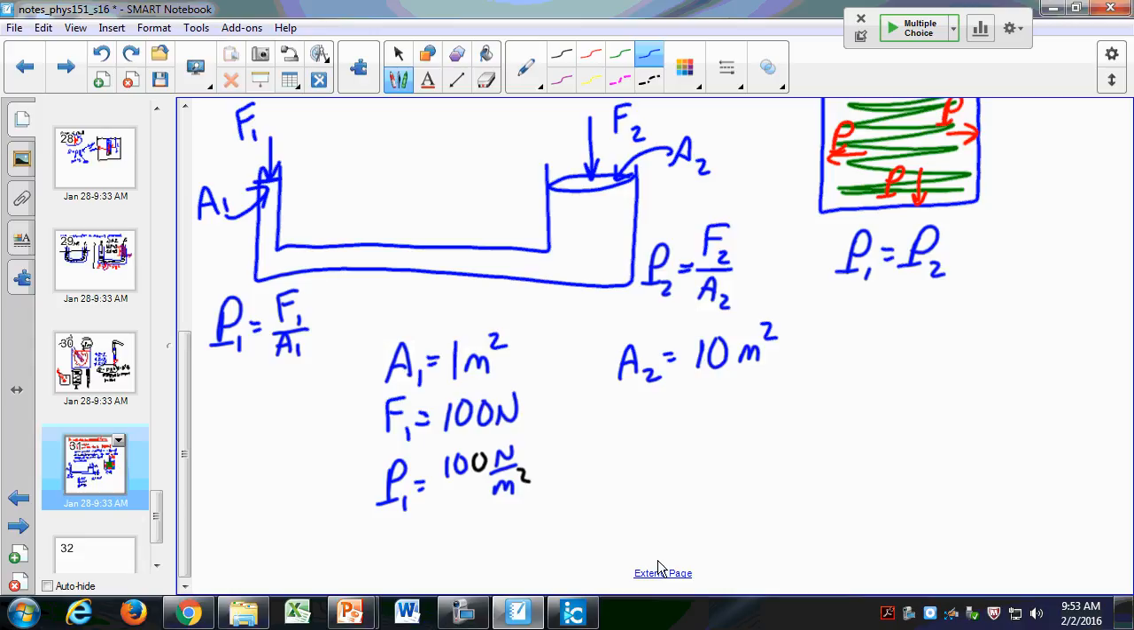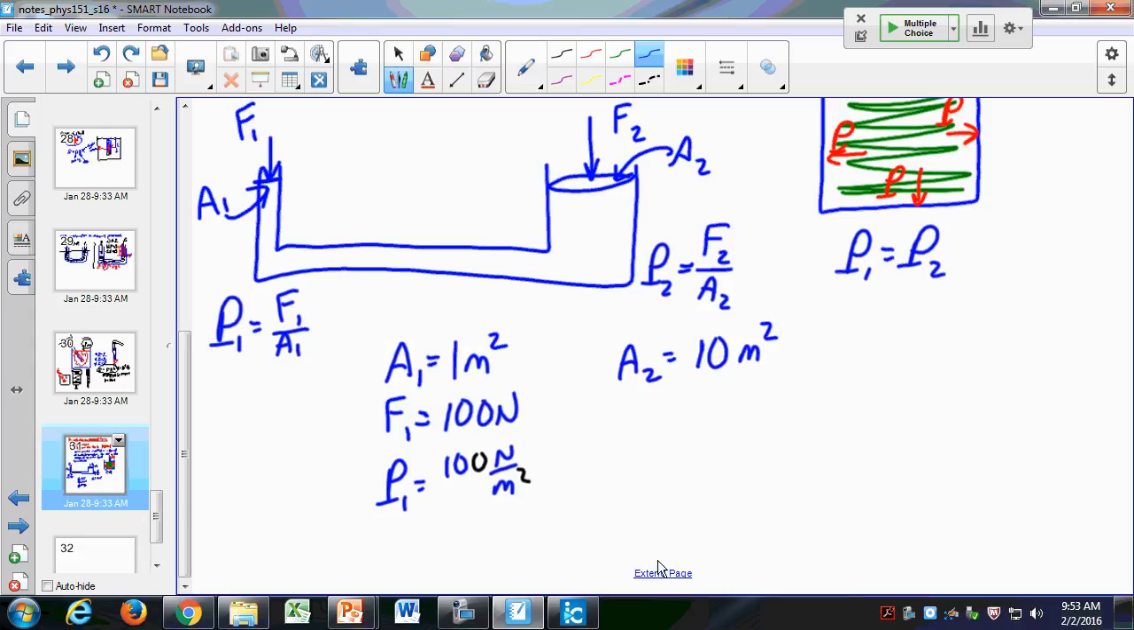F2 is going to be bigger. By what amount, Gina? By a factor of 10. My area is a factor of 10 bigger, so my force is a factor of 10 bigger.